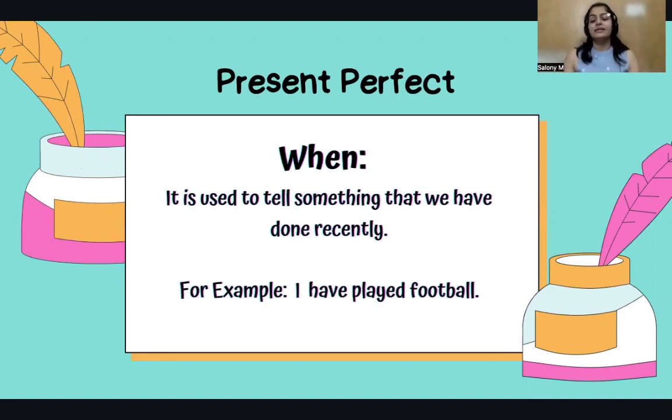Present perfect tense is used to tell something that we have done recently. Like I have completed my homework recently, or I have played football, or I have made a video. Something that you have done recently, there we use present perfect tense.